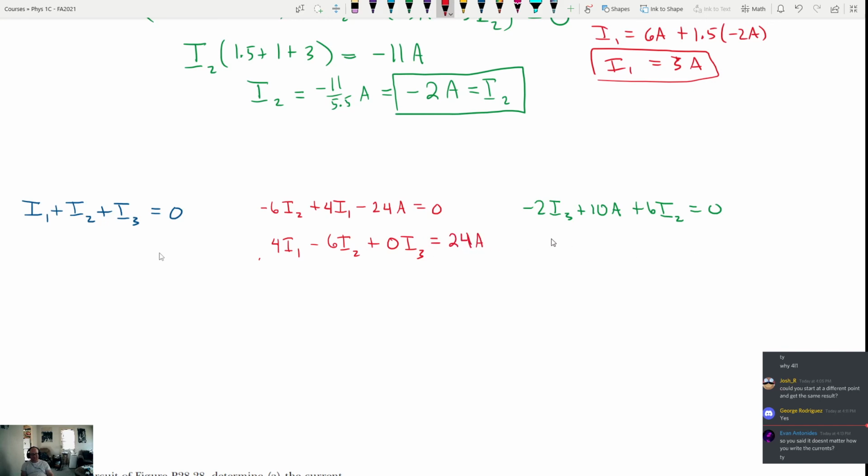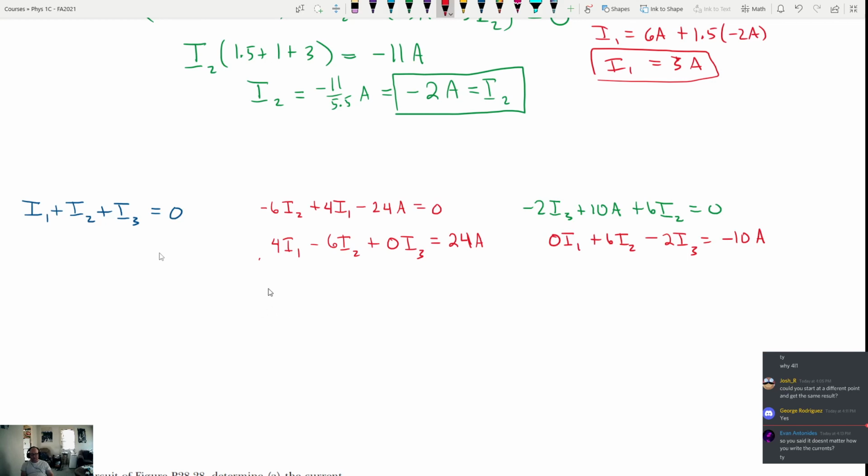I'm going to rewrite this one in the same way. This doesn't have an I1 term, so I'm going to write 0I1 plus 6I2 minus 2I3 is equal to negative 10 amps. And then this one I don't have to change, okay? So this has 1, 1, 1, basically, right?